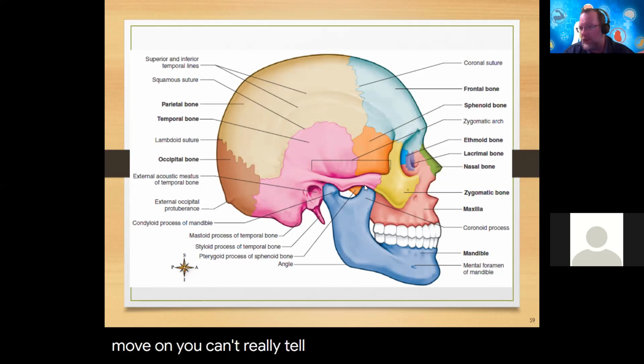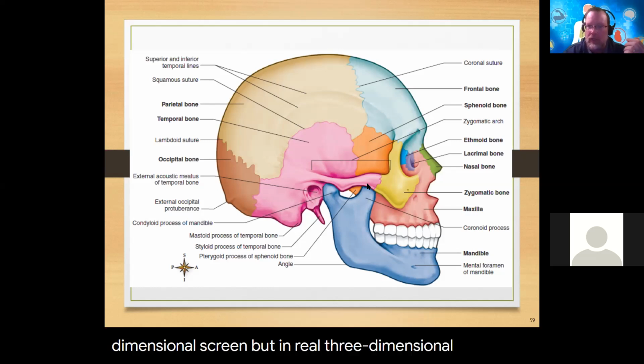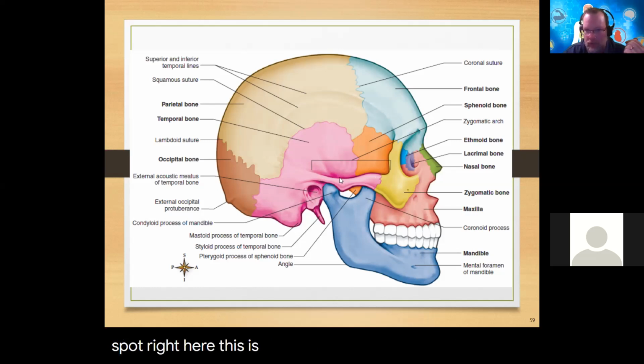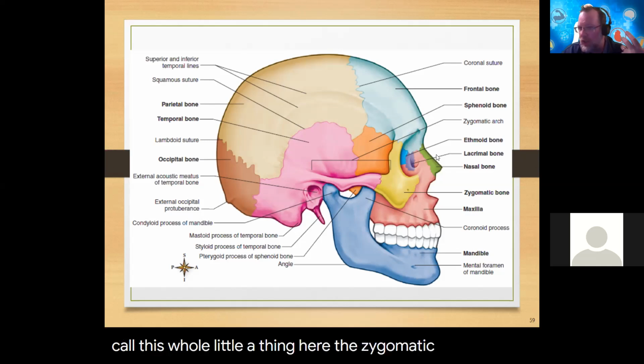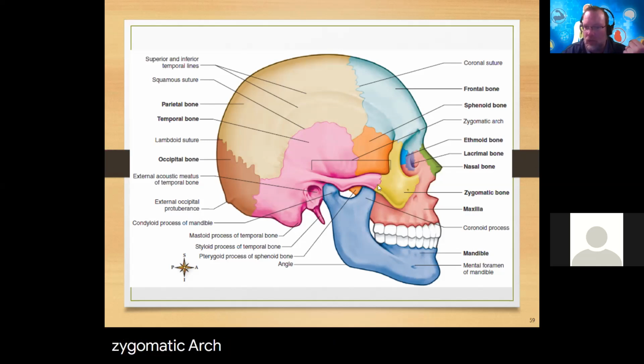You can't really tell here because it's a two-dimensional screen, but in real three dimensions, this little spot right here is another process. They call it the zygomatic process of the temporal bone. But for us, we call this whole little thing here the zygomatic arch. So the zygomatic arch is formed by two bones, one being the zygomatic or cheekbone, which we haven't gone through yet, and the other being, and primarily being, the temporal bone. So you can see that zygomatic process of the temporal bone.